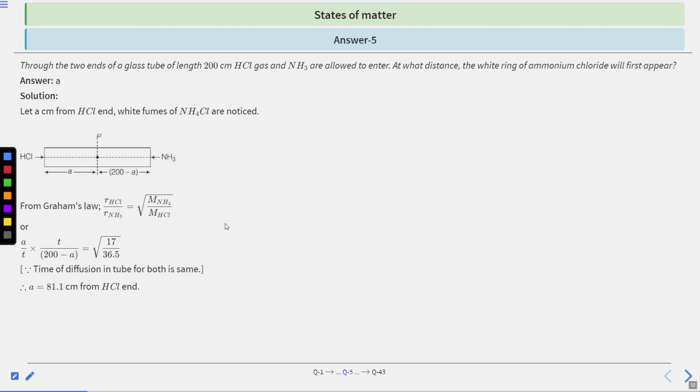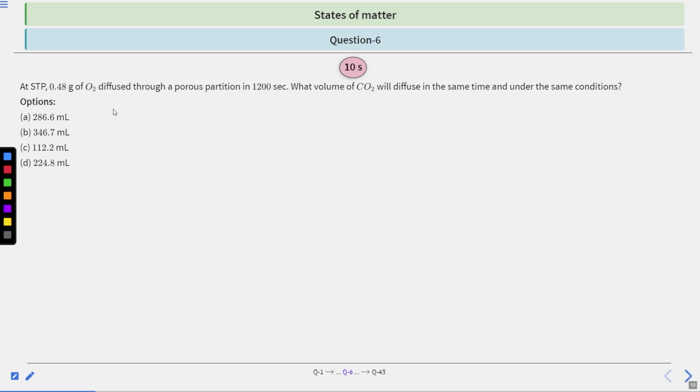Moving on to our next question, question number 6. At STP, 0.48 gram of O2 diffused through a porous partition in 1200 seconds. What volume of CO2 will diffuse in the same time and under the same conditions? Options are 286.6 milliliter, 346.7 milliliter, 112.2 milliliter, or 224.8 milliliter. You have 10 seconds to solve this question. After that, we will see the answer.